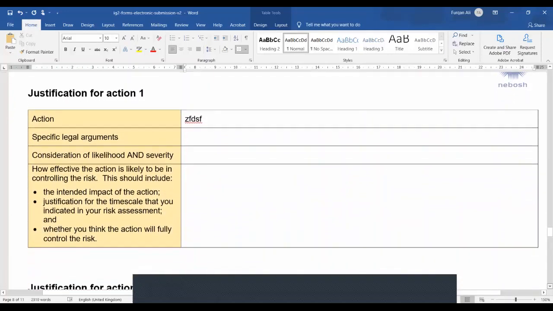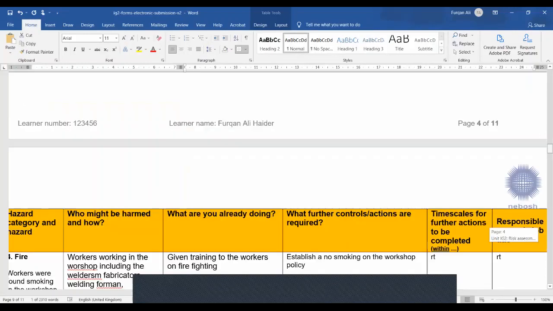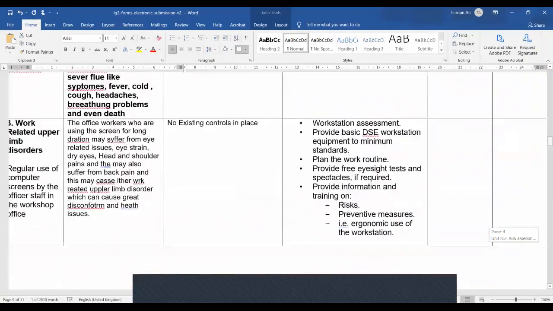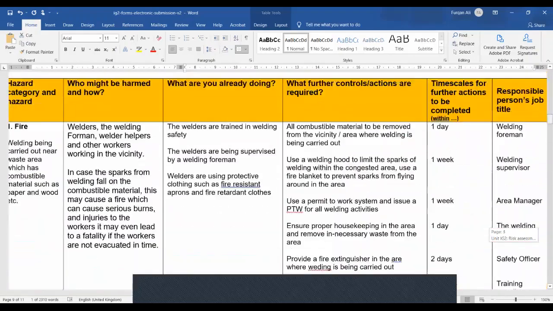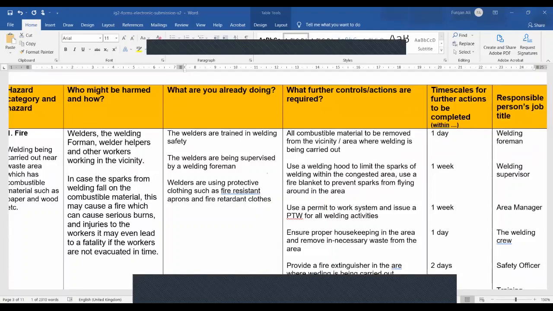Then moving on to the next. Now you need to give justifications for the three actions you selected. So I will just give you an example of one action. Where do you need to select the actions from? You need to select the actions from the additional controls in the risk assessment. Okay, so let me take you to it. We will take the actions from here.